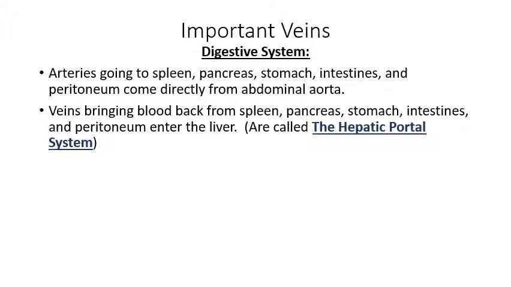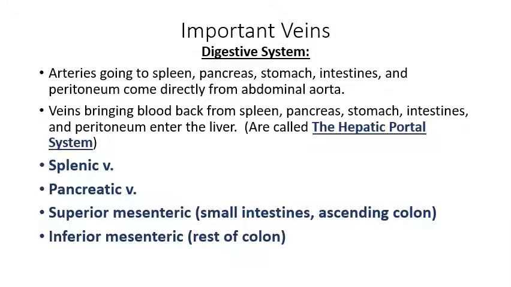So we have to have some way to get the blood from the intestine to the liver. And what happens is you have a network of these veins that surrounds the intestines, and that network of veins is referred to as the hepatic portal system. And all of those veins converge into one large vein that's called the hepatic portal vein, which takes all of those nutrients and all of that blood into the liver to be filtered and detoxified.